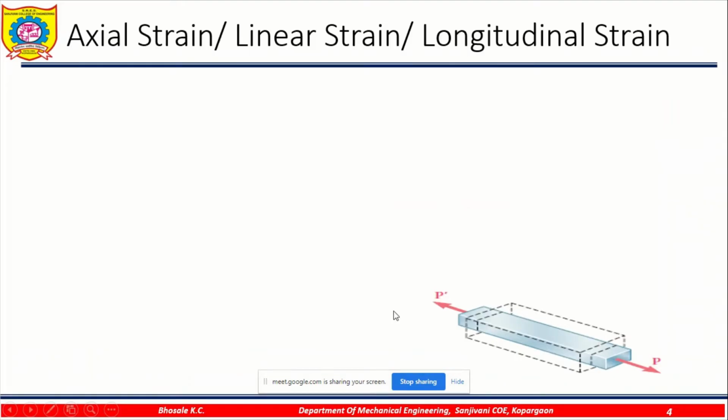So in this case we apply the load along the length. So this is the axis. Along the axis we apply the tensile load. So the length of this body will increase.